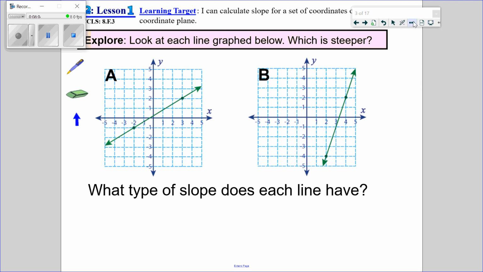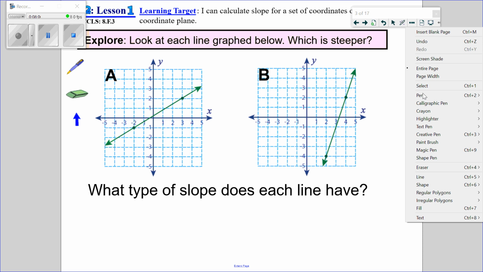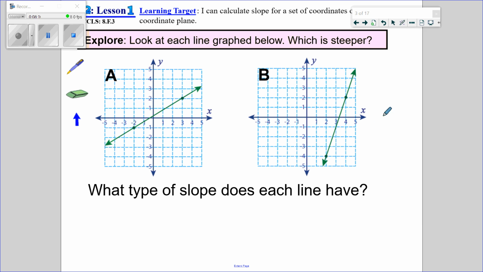Well, you could see that B is steeper. How did I know that? Because if I look at the lines and if I was walking or riding my bike, which line would it be harder to get to the top? And it would be B. So B is steeper. So we're going to write that down for ourselves. Up here, we'll write B is steeper.